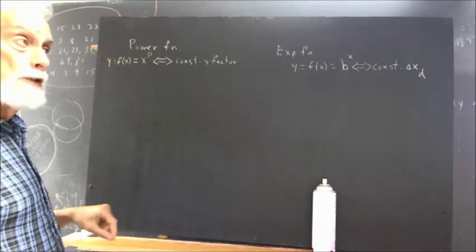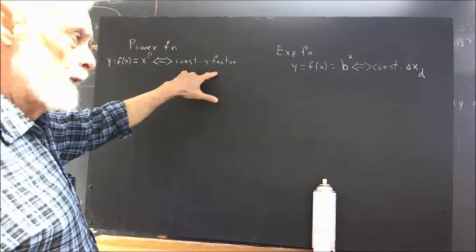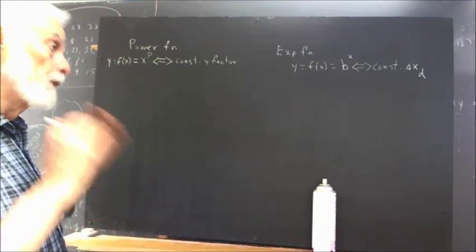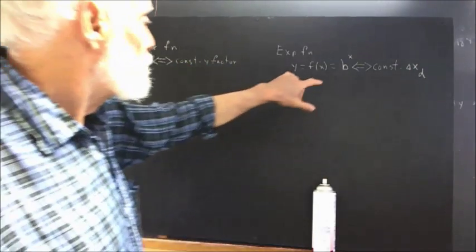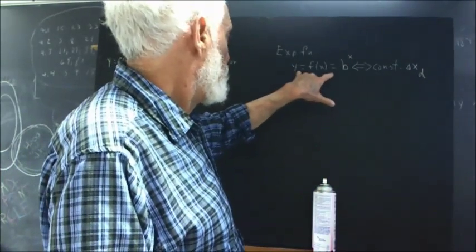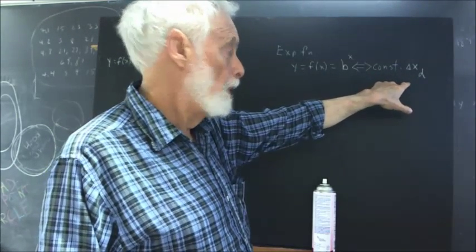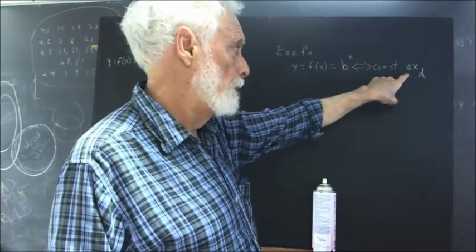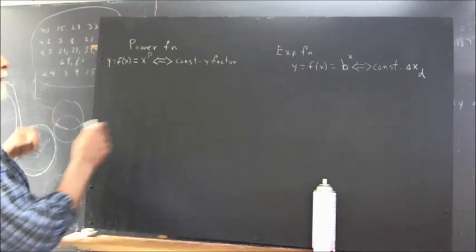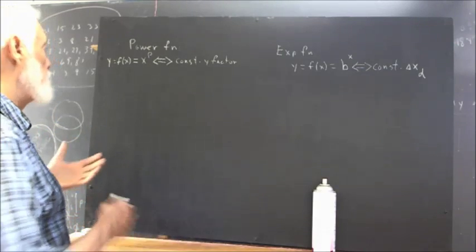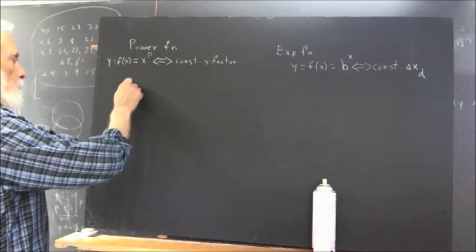Each definition is equivalent to a geometric property of the graph. For a power function, the geometric property is the fact that the function has a constant y factor. Now, I'm addressing this to people who've been through the course. I'm not defining it at this point, so this is just a quick overview. An exponential function has a property that you have a constant doubling displacement, which we have denoted by delta x sub d. Now, there's another way to express the algebraic property, and I'll do that in a minute, but let's see what the geometric property tells us.